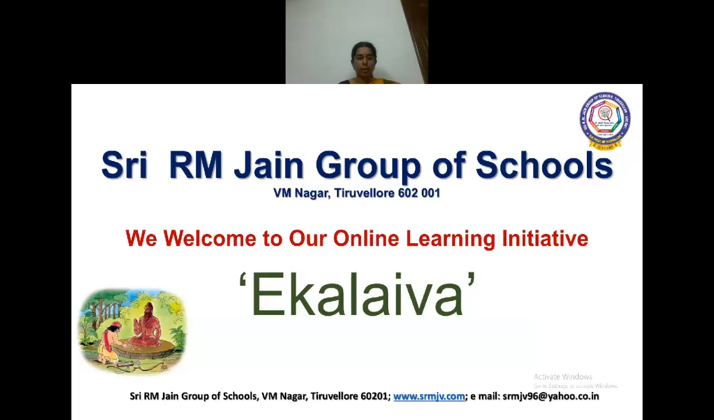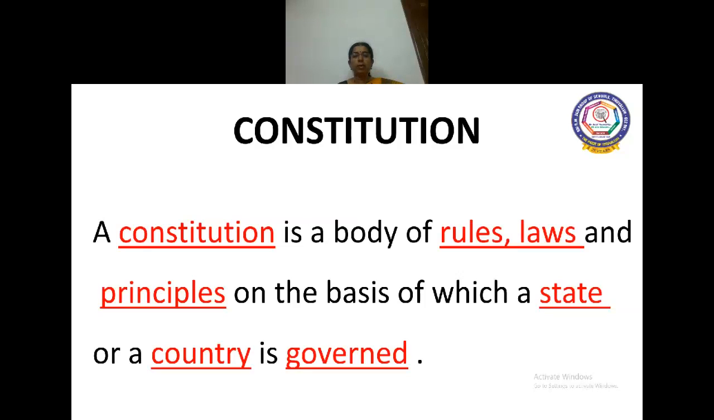Today we are going to have a lesson in civics, the role of constitution and the need for laws. Last session, we have seen what is constitution, and in this session we are going to see the remaining part of the lesson. What is a constitution, children?